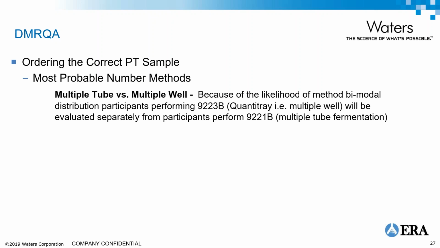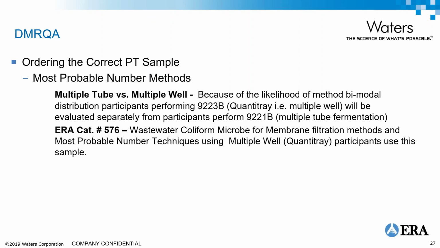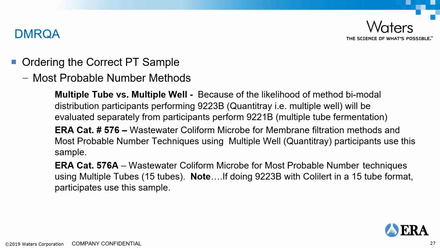Catalog number 576 should be used by anyone doing membrane filtration for most probable number techniques using multiple well Quantitray. 576A is for anybody using the 9221 method, the 15 tube, or doing 9223B Colilert using a 15 tube format.